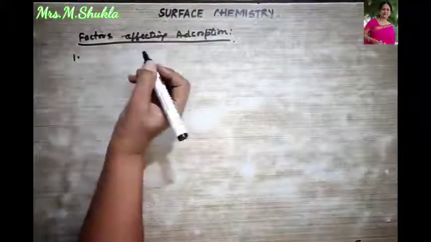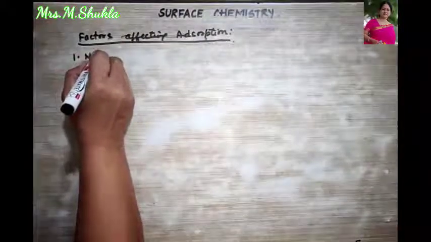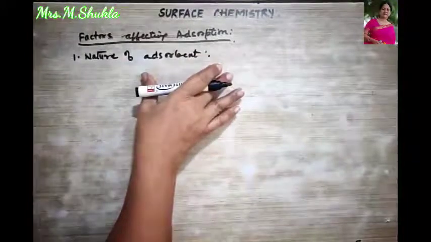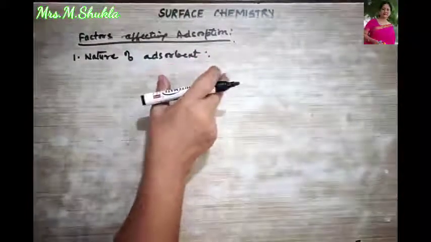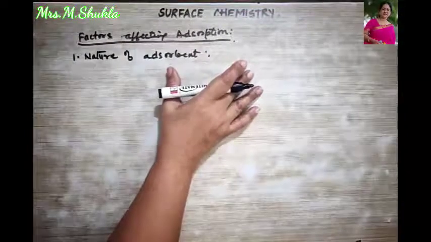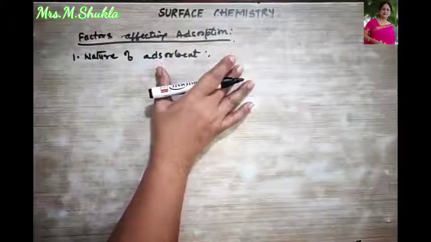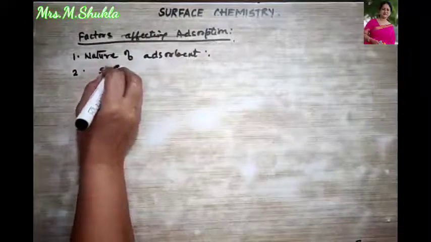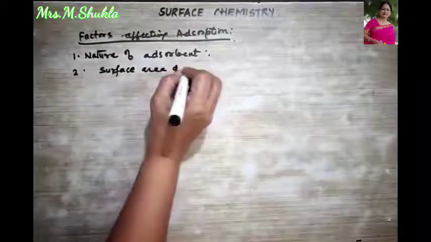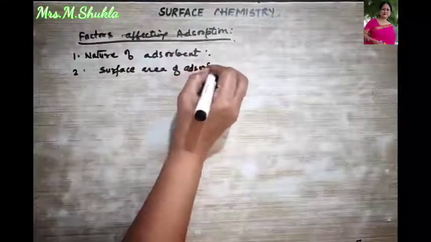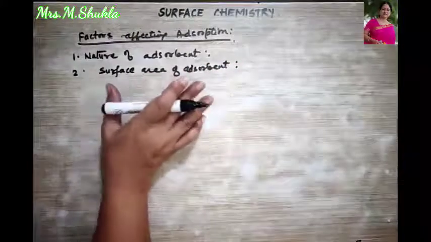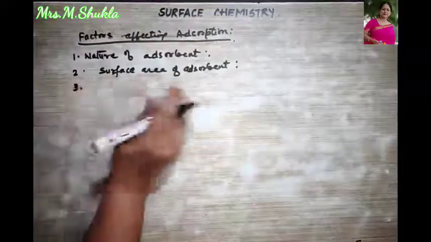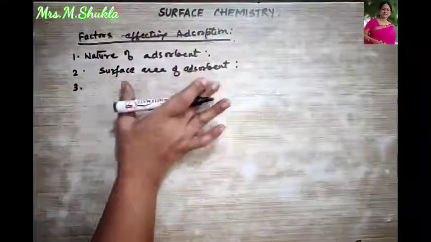The first factor is the nature of adsorbent. Always remember, greater the strained forces on the surface, more is the ease with which adsorption takes place on the surface. Thus, the activated adsorbents always have high adsorbing power. Okay, the second important point is the surface area of the adsorbent. Surface area of the adsorbent also plays a very vital role over here. Greater the surface area, more is the adsorption. Okay, write it down somewhere. Greater the surface area, more is the adsorption.